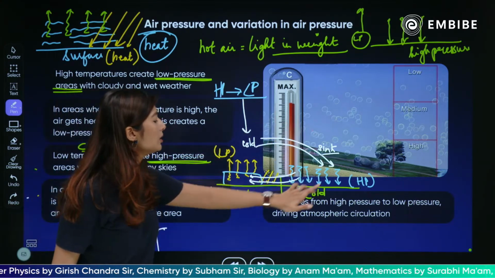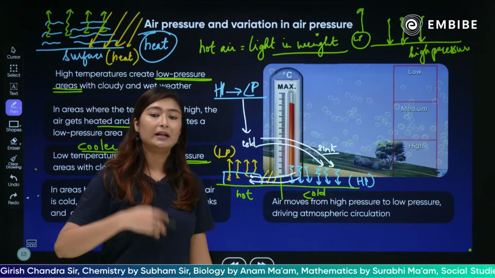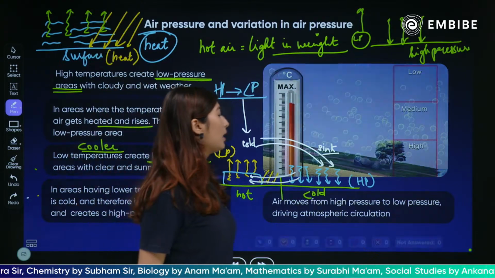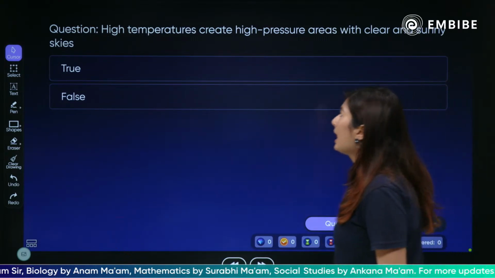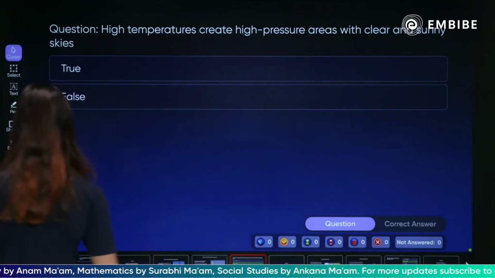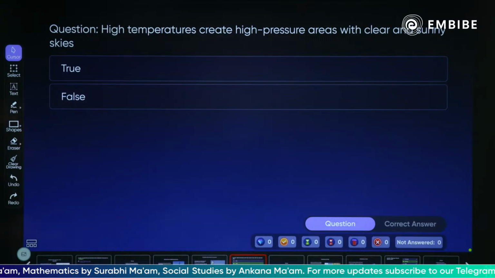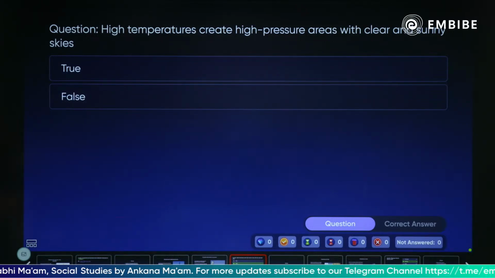So this is how the circle keeps on going. The temperature keeps on circulating. The air keeps on circulating. Okay? So high temperature create high pressure areas with clear and sunny skies. Is this true or is this false? ये true है या ये false है?